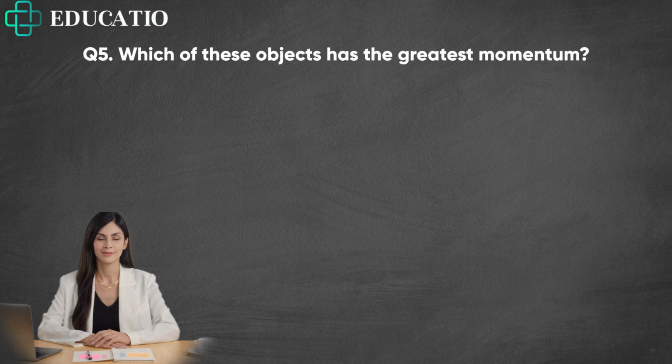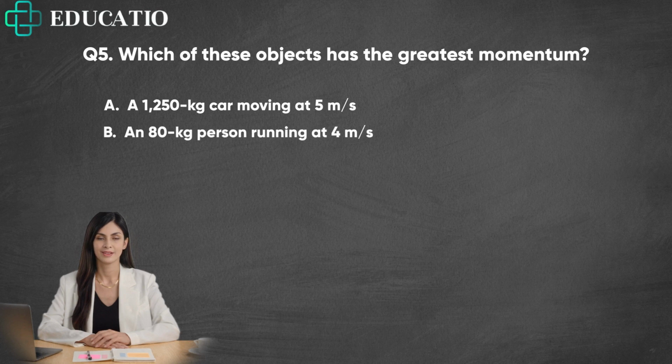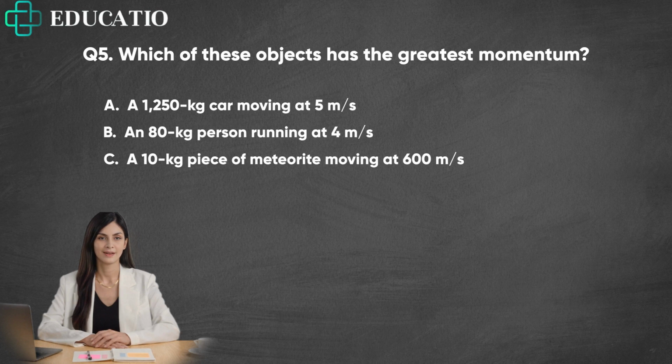Question 5. Which of these objects has the greatest momentum? A. A 1,250 kilogram car moving at 5 meters per second. B. An 80 kilogram person running at 4 meters per second. C. A 10 kilogram piece of meteorite moving at 600 meters per second. D. A 0.5 kg rock moving at 40 meters per second.